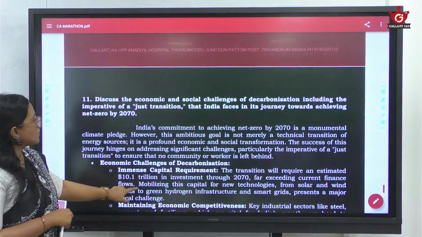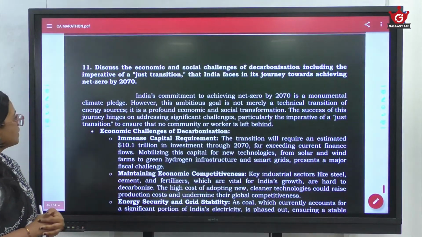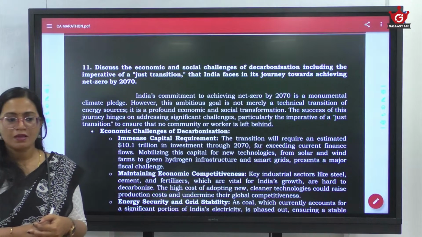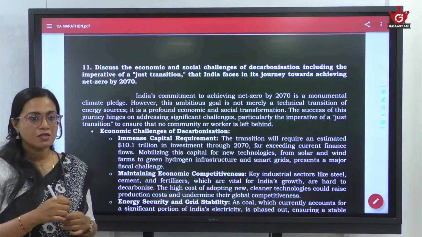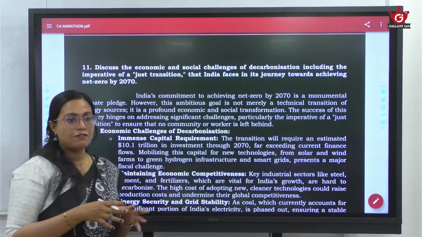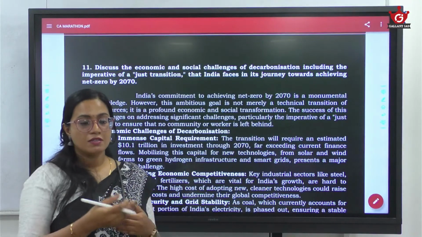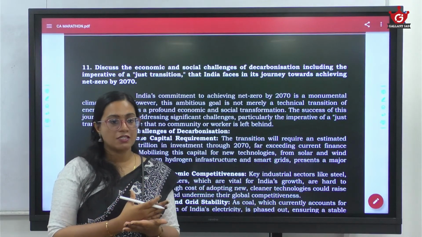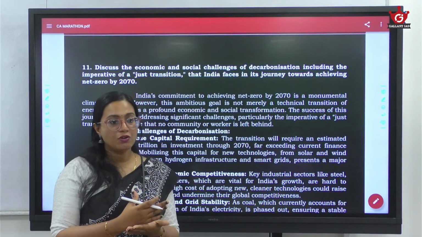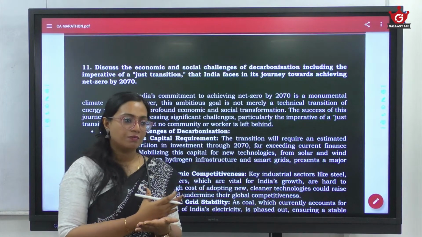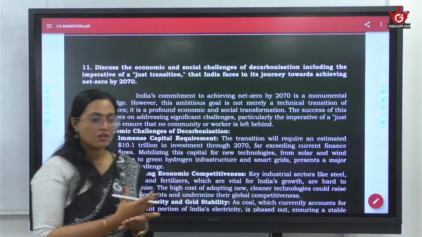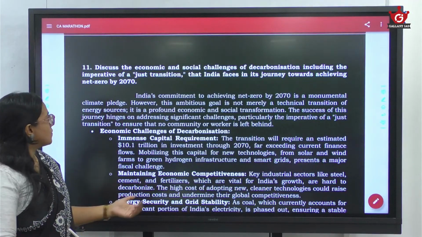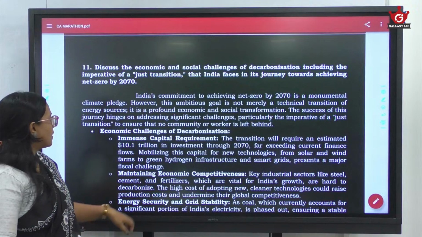Discuss the economic and social challenges of decarbonization, including the imperative of a just transition. Just transition, we recently studied a lot. What is just transition? When you are shifting from one particular source to another, it should not lead to further exploitation of the vulnerable sections. That is what is called just transition. So what does India face in this journey towards achieving net zero by 2070?